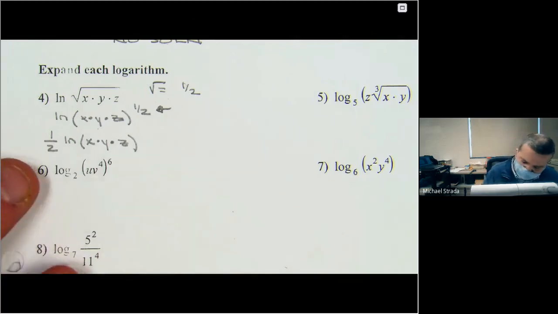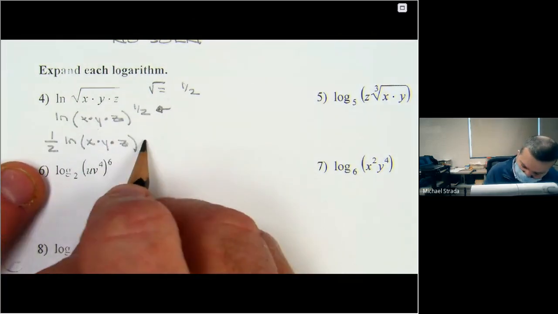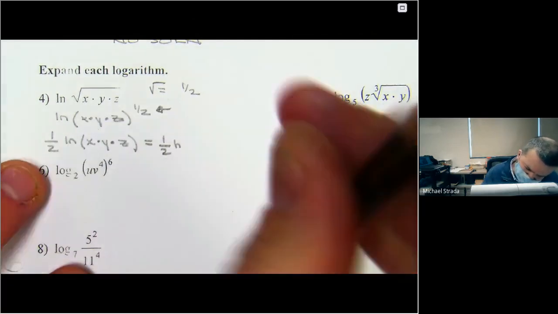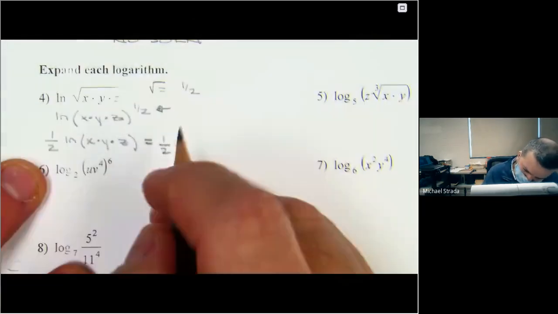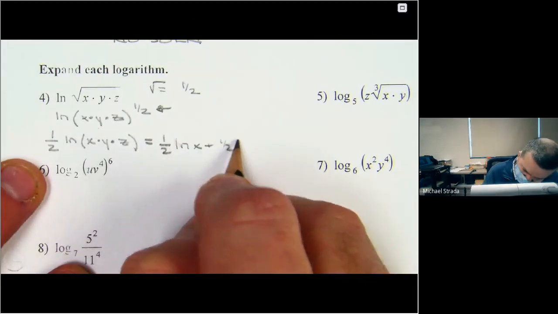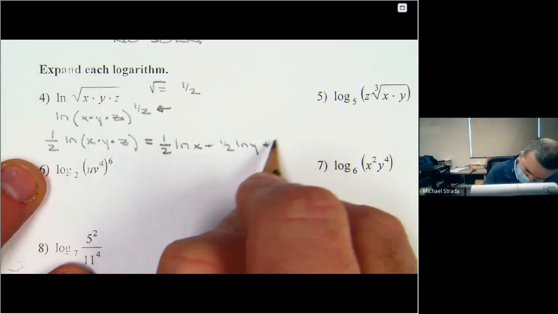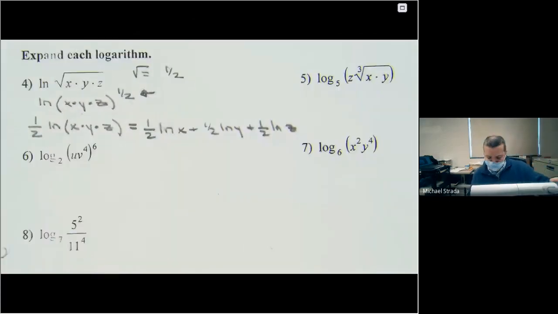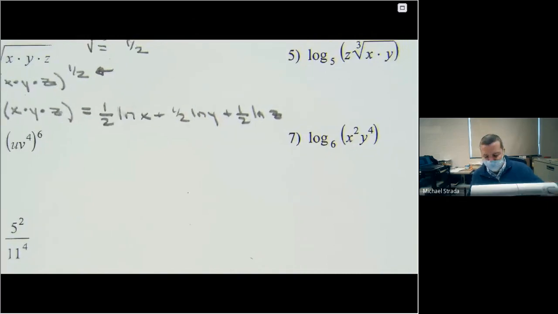And then multiplications become addition. So that becomes 1/2 natural log of x plus 1/2 natural log of y plus 1/2 natural log of z. If you would rather write them over 2 instead of the 1/2, that's perfectly acceptable.